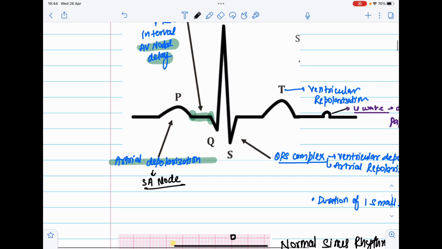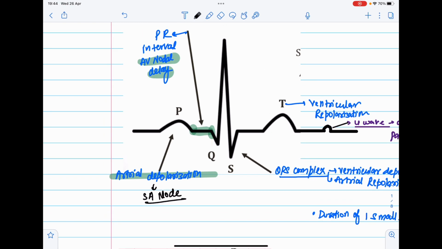So for that we will see ECG. In ECG we have an idea that this is the P wave, this is the QRS complex, and this is the P wave, here the PR interval, then the Q wave, then this is the QRS complex, and here the T wave and this U wave.